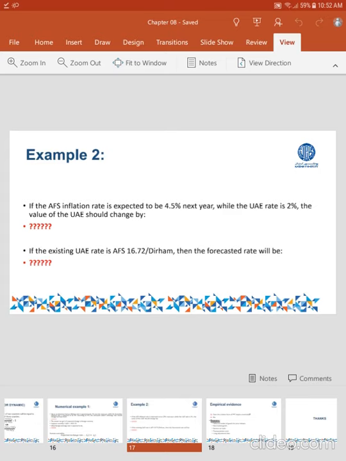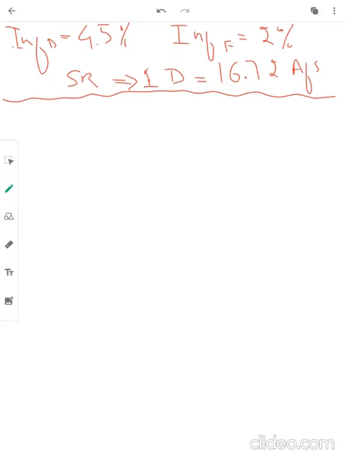So let's do it with the help of an application by the name of Liveboard. What I have done is I have already shifted the basic data given to us in the numerical, which is the inflation domestic, inflation foreign, and the spot rate is also given. So we will solve the numerical in two steps. Our first step would be to calculate how much percentage change is expected in the foreign currency.